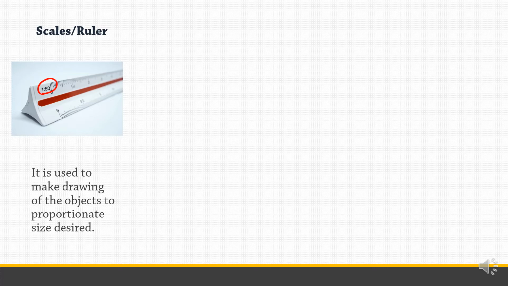The usual, most standard scale of a house plan or a drawing in civil engineering is 1:100, meaning 1 centimeter in the drawing is 100 centimeters in the actual. So 1 cm in the drawing is 1 meter in the actual.